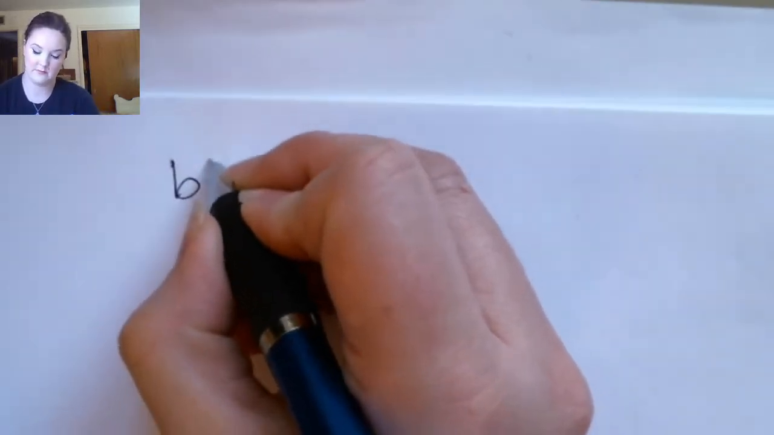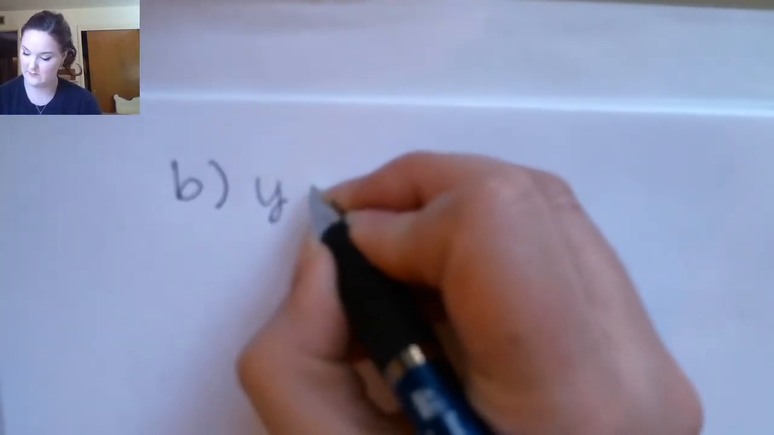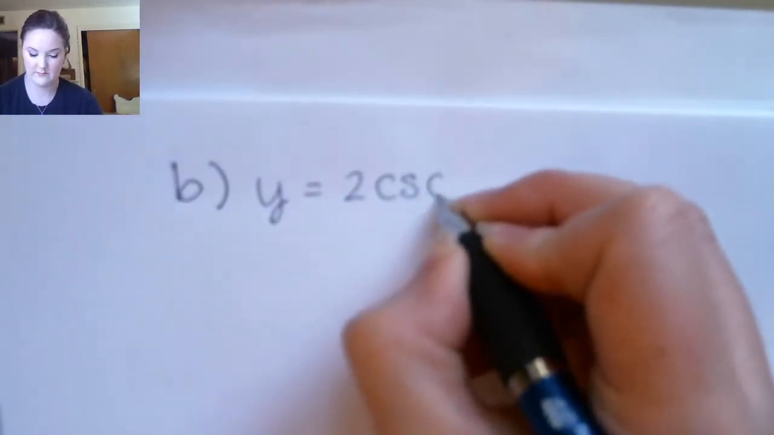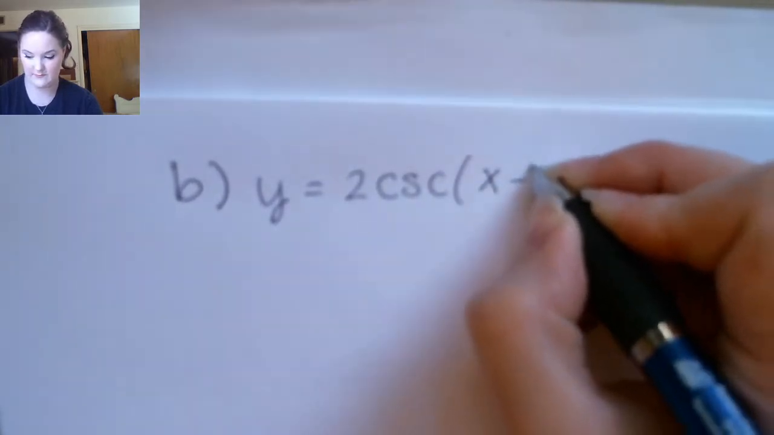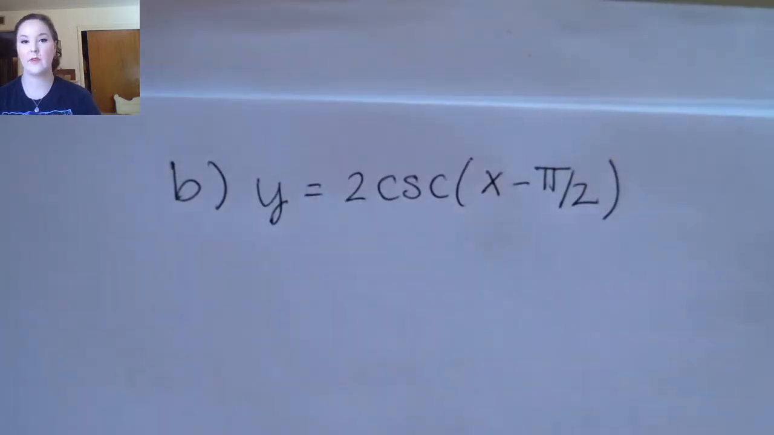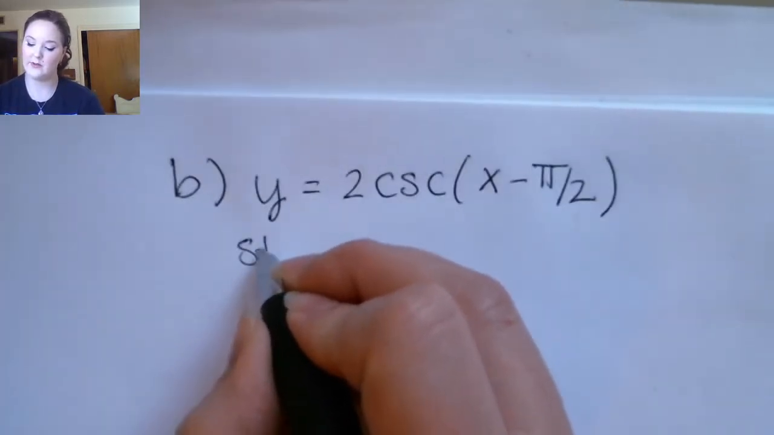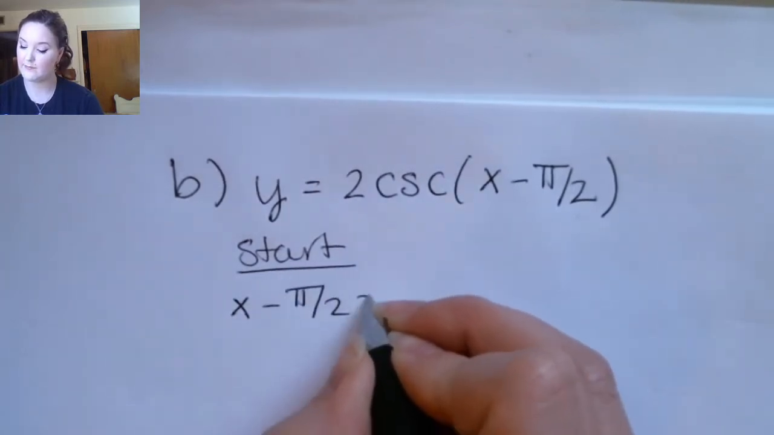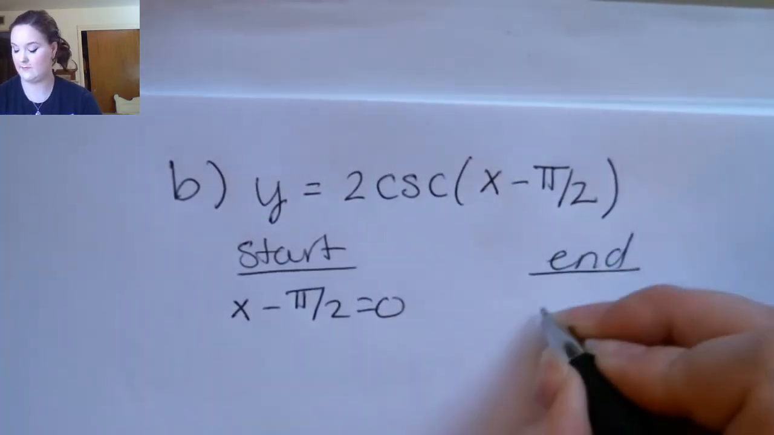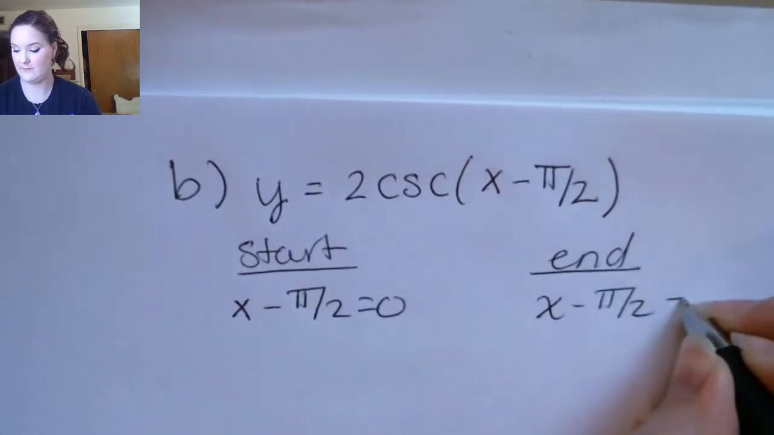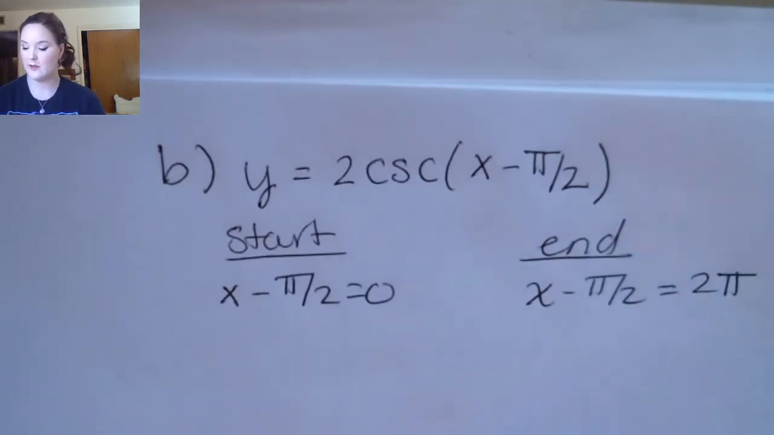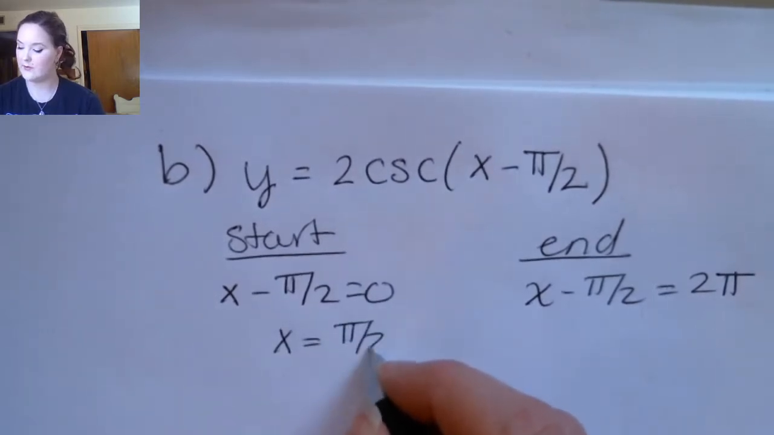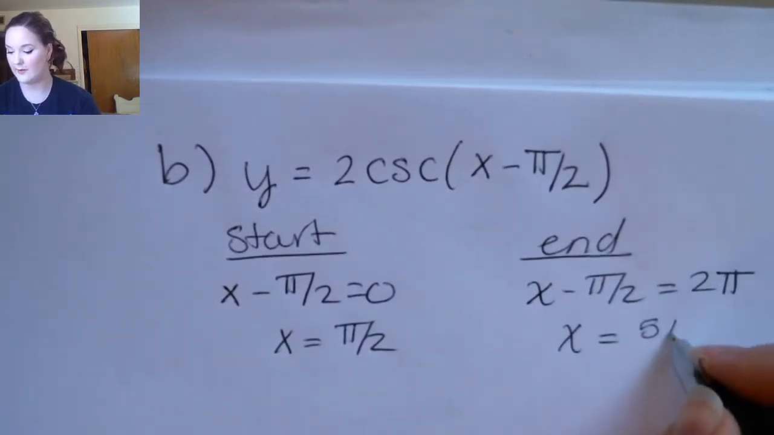Let's do another example. Okay, so we're going to start by doing the start and end point. So this would give me x equals pi over 2, and this is going to give me x equals 5 pi over 2.